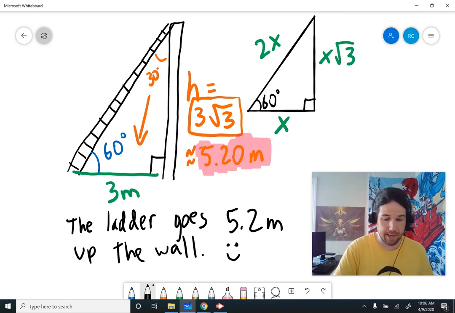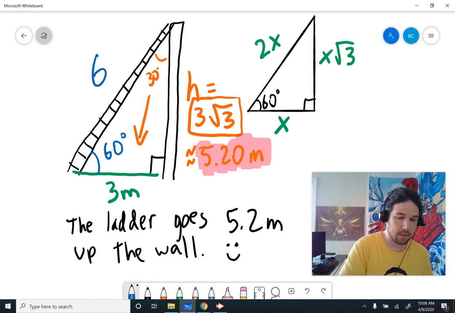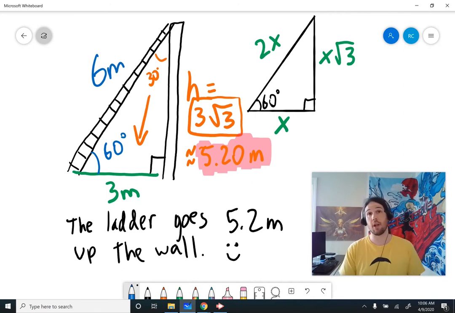Purely by accident, by the way, we also figure out that the ladder is 6 meters long, right? Because again, the hypotenuse is always twice the short leg. So if the short leg's 3 meters, the hypotenuse is 6 meters. I really hope that made sense.